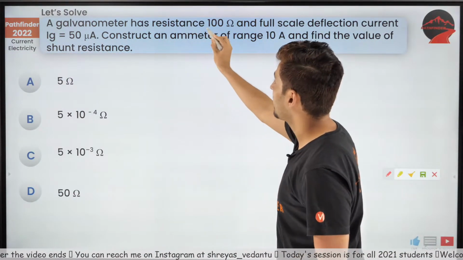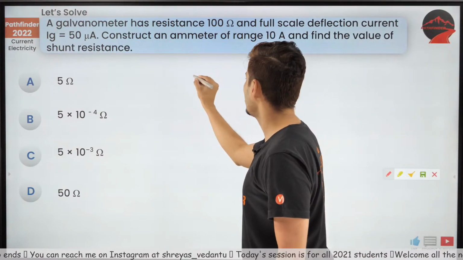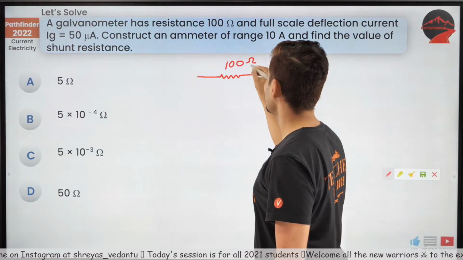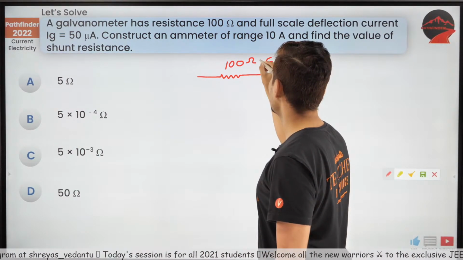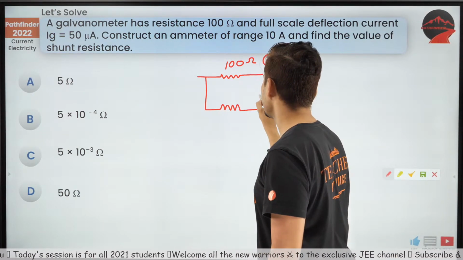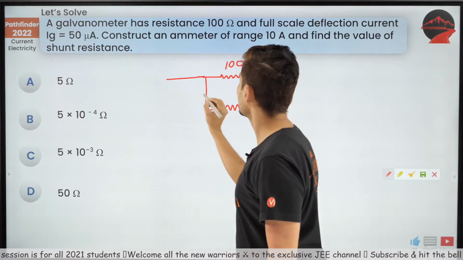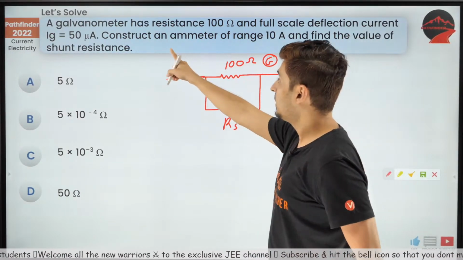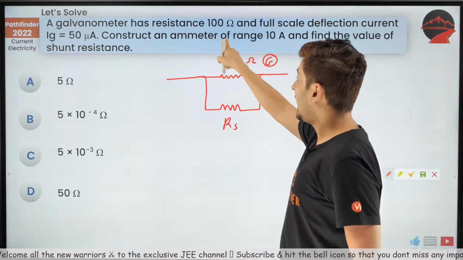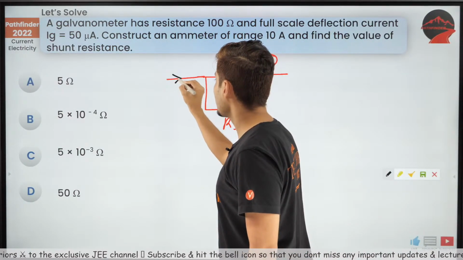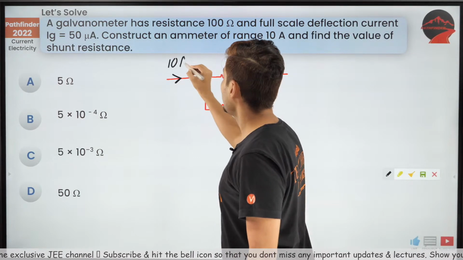You have a galvanometer. What's the resistance? 100 ohms. Okay, so let's draw a galvanometer of 100 ohm resistance. This is your galvanometer. Now you have to connect a shunt resistance. I have drawn a shunt resistance. I want to find the value of the shunt resistance, and you want to construct an ammeter of range 10 amperes. That means the current which enters inside is 10 amperes.